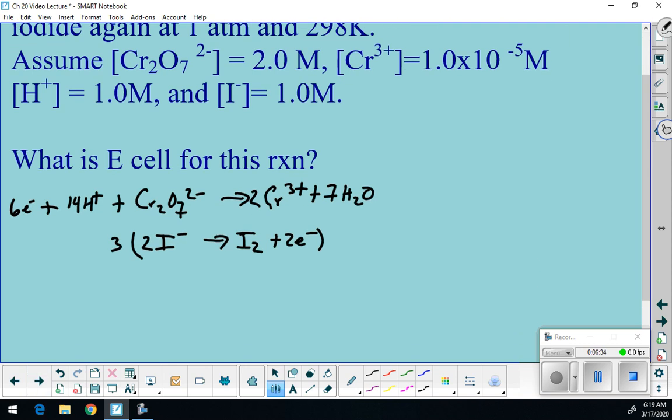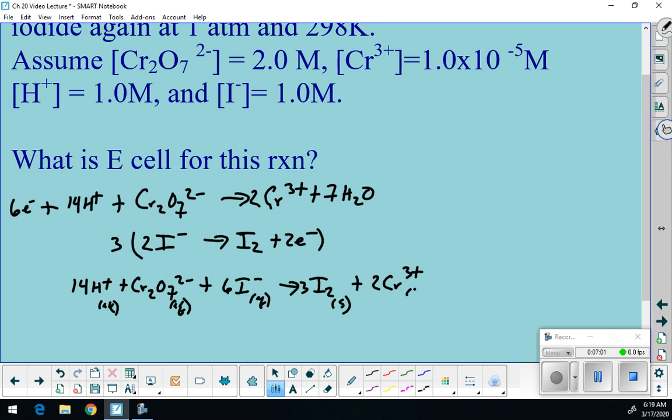And then what happens? I get 14 H pluses plus dichromate plus what? 3 times 2, 6 I minuses. I should actually put in my states here because those will be handy for us soon, right? Yields what? 3 I2 solid plus 2 chromium 3s aqueous plus 7 H2O liquids. There we go. So that would be my balanced equation.